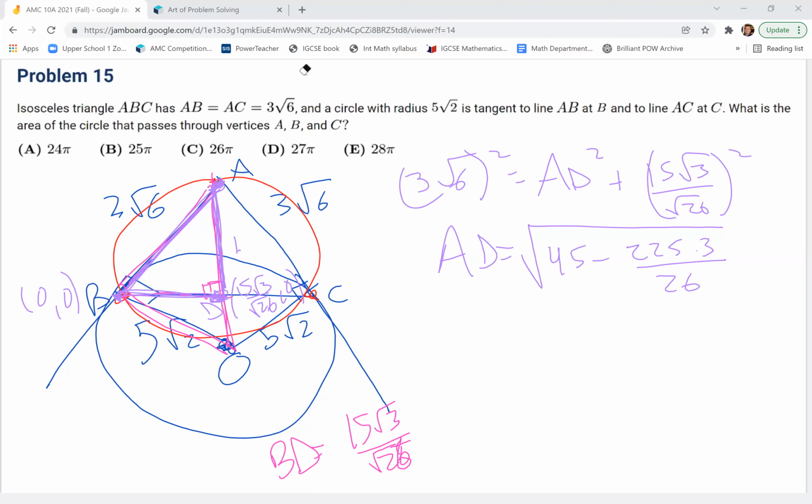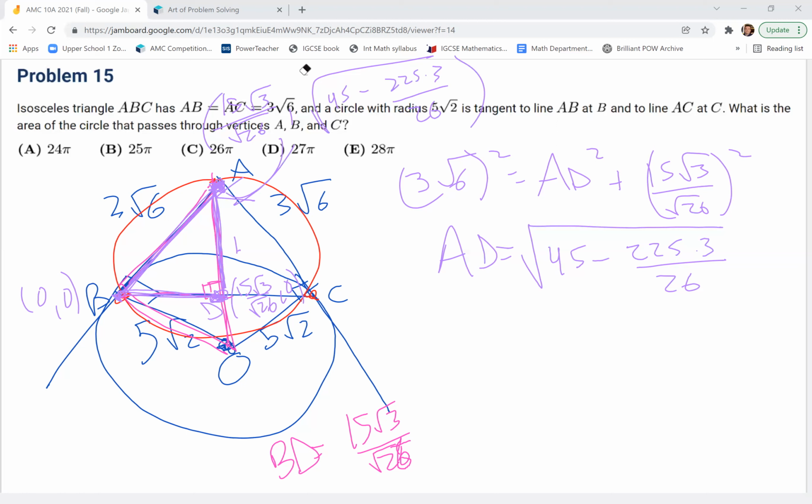Which I actually just left like that for now. I'm sure this can be simplified. 225, well, they both divide by 9, so I could factor a 3 out. But for the time being, I just sort of left it like that. So what that tells me is that this point up here, point A, is 15 root 3 over root 26, comma, square root 45 minus 225 times 3 over 26. Right, so that would be the coordinates of point A.